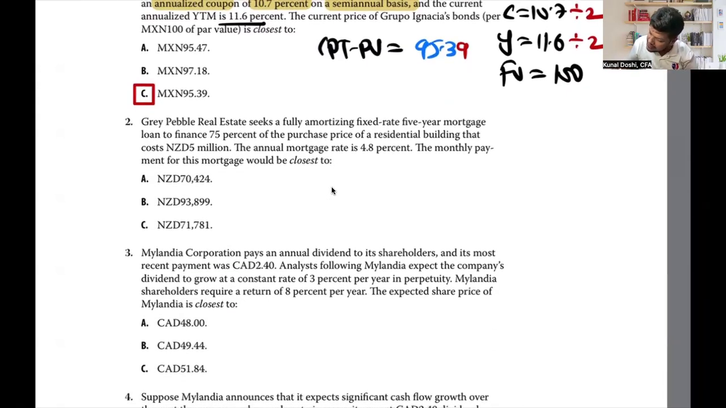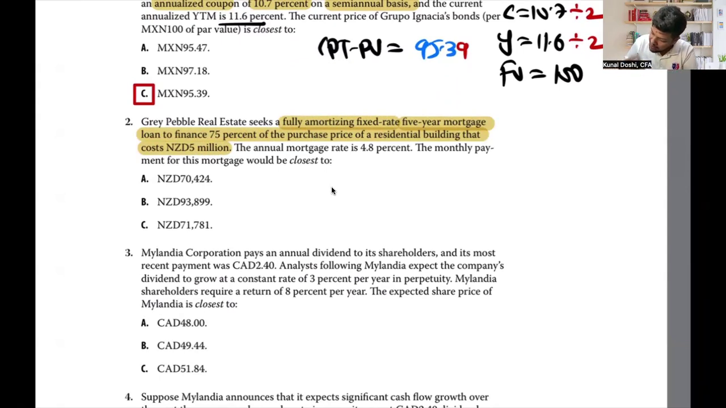This real estate seeks a fully amortizing fixed rate 5-year mortgage loan to finance 75% of the purchase price of a residential building, that is 5 million New Zealand dollar. Now, this is a mortgage. Fully amortizing mortgage means you have to calculate the installment amount, which is a combination of interest and principal both. That's a fully amortizing loan. Okay, so when you take a mortgage, it's fully amortizing only.